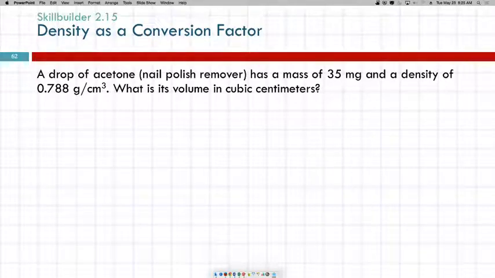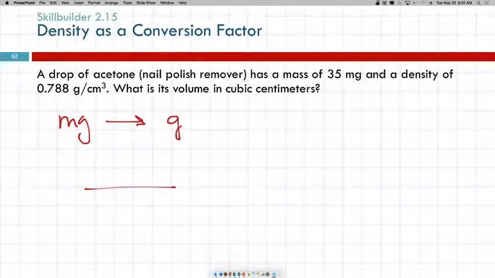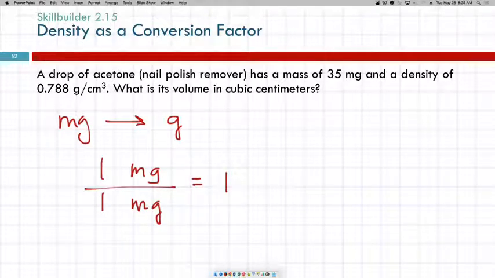Let's get a fresh piece of paper here. So if I'm wanting to do milligrams to grams, let's think of it this way. In my conversion factors, the top has to equal the bottom, right? So if I said 1 milligram divided by 1 milligram, that is equal to 1, right? And that's what we need. Well, that doesn't accomplish anything, right? I want to have grams on top and milligrams on the bottom.